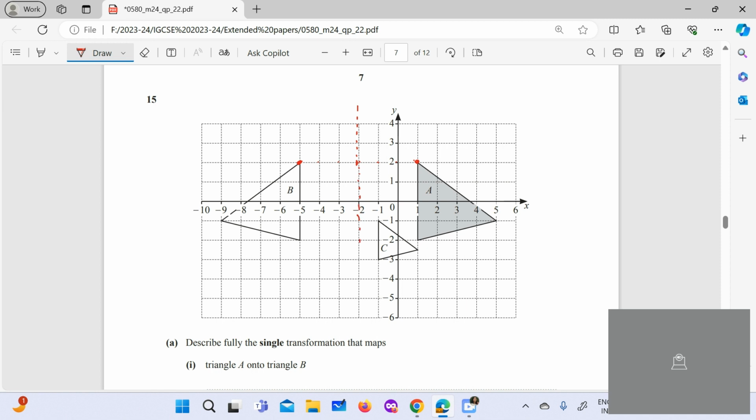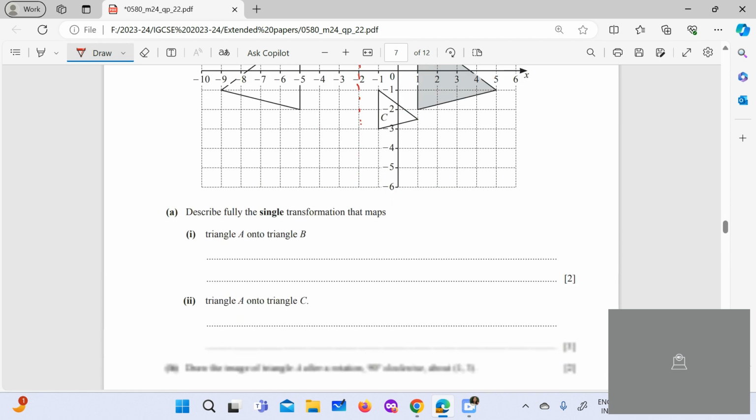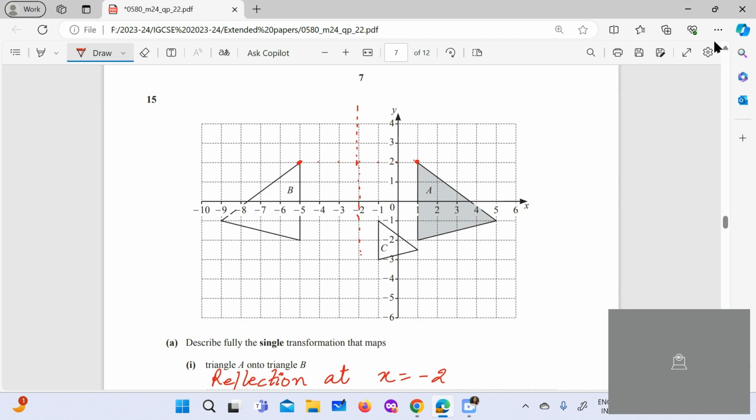So this is your mirror line. Okay, so we can say that triangle A onto triangle B is reflection at x is equal to minus 2. So if you just write reflection, you will get 1 mark. And when you mention at x is equal to minus 2, then you get full 2 marks. So you have to be careful, you have to write the complete answer. Now the next one is triangle A onto triangle C.